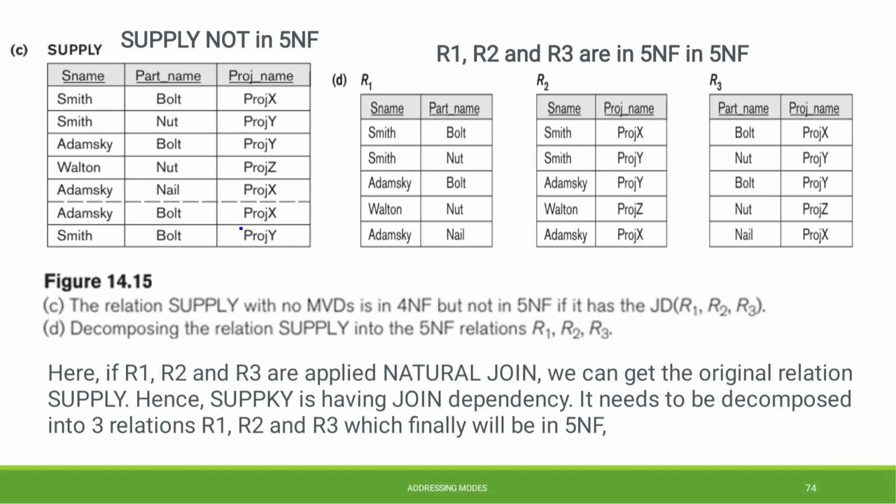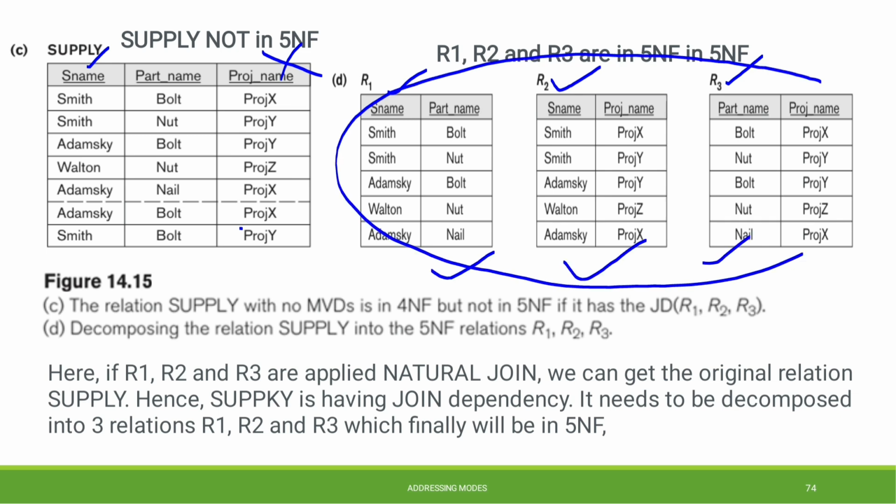So finally what we can say, the Supply relation is in 4NF already. It is not in 5NF because it has lossless join dependency. That is why it is decomposed into three relations R1, R2, R3, which are now free of lossless join dependency. They cannot be decomposed further at all, and these are the final relations which are in 5NF. So that is all about 5NF.